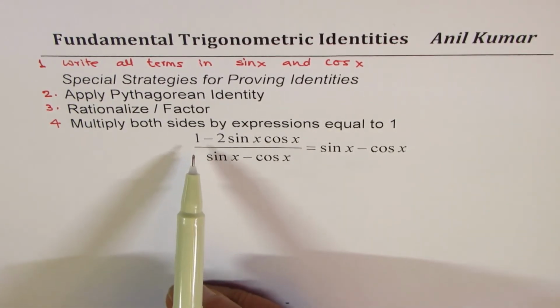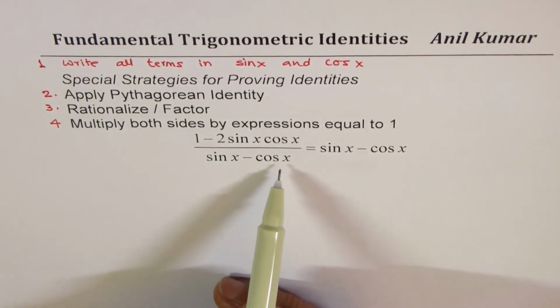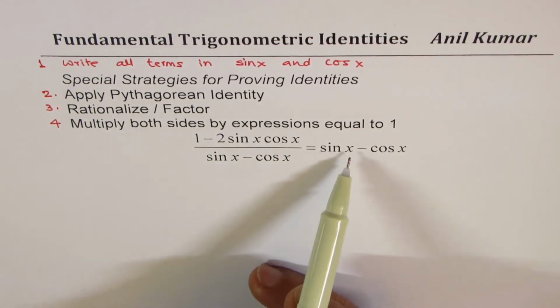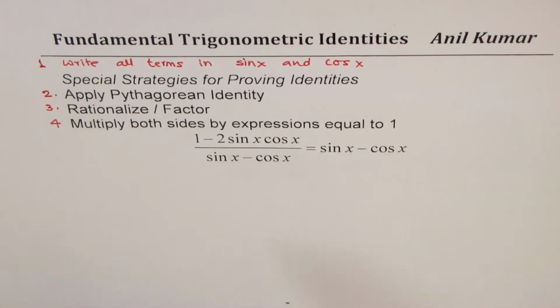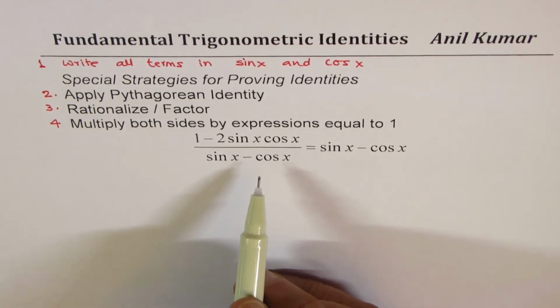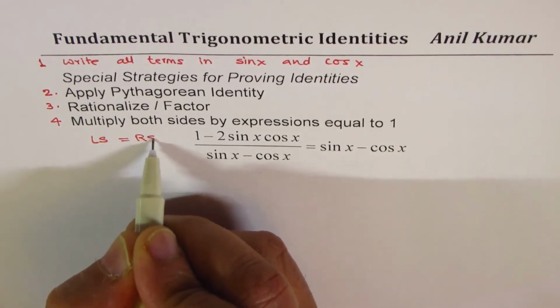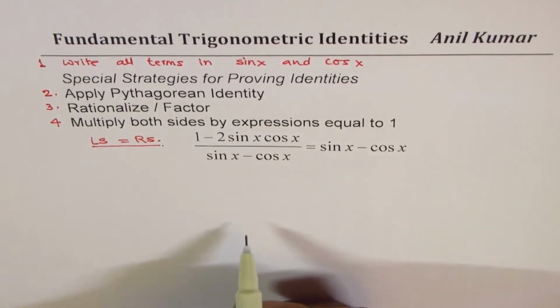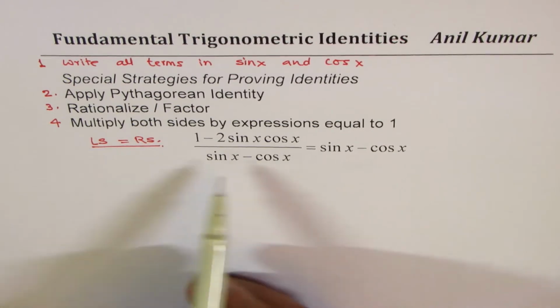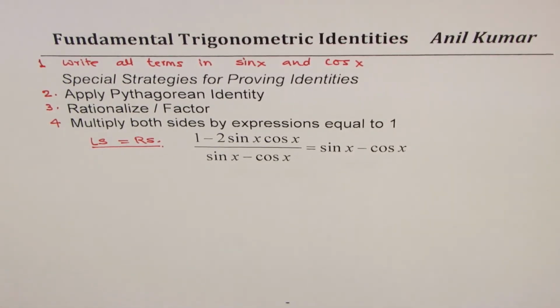So as an example, I have 1 minus 2 sin x cos x divided by sin x minus cos x equal to sin x minus cos x. That's the identity we need to prove. Proving identity means we have to show that left side is equal to right side. That is what we have to show. Also remember, in identities we have restrictions, right? So remember that we always have restrictions.